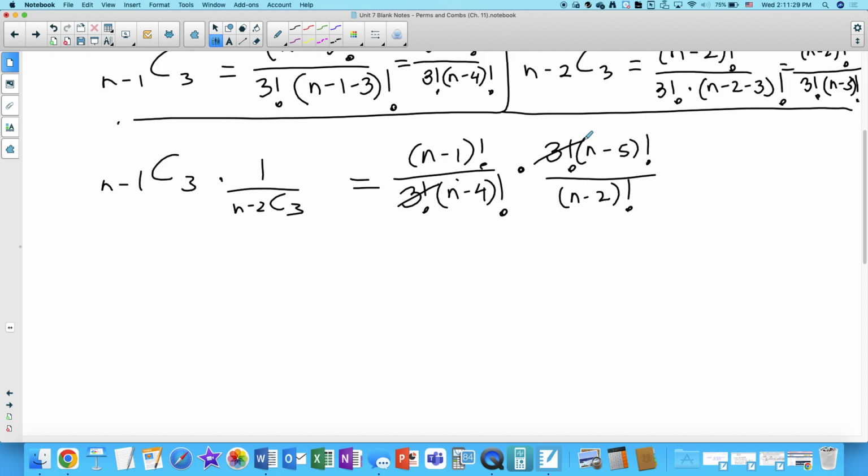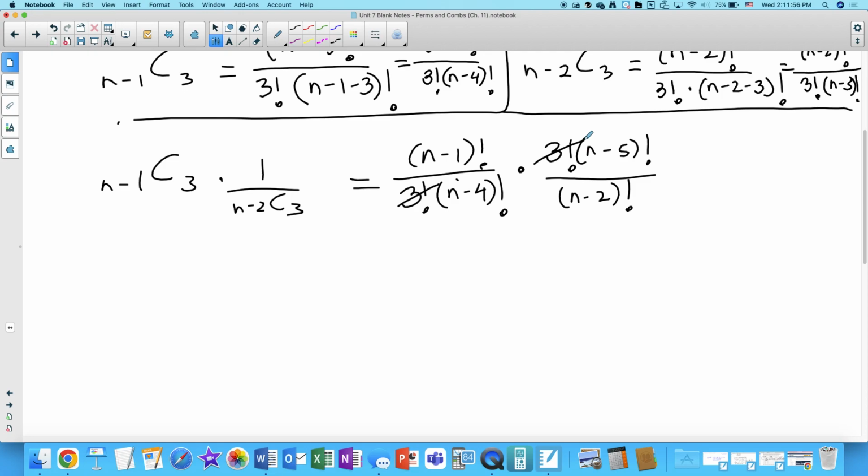Okay, 3 factorial in the numerator and denominator will make 1. And then the other thing that I want to keep in mind is that n minus 1 factorial, I can start writing as n minus 1 times n minus 2 times n minus 3 until I eventually see something that I want to cancel in the denominator. And from that point on, I can just write factorial.